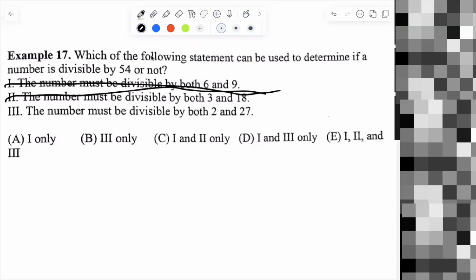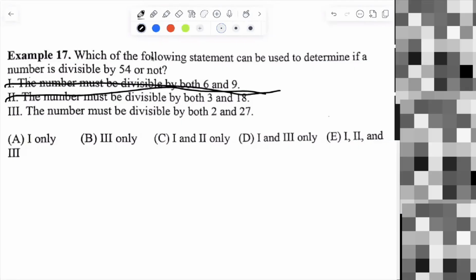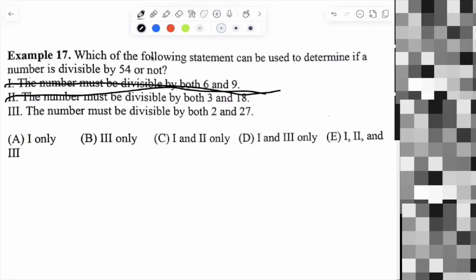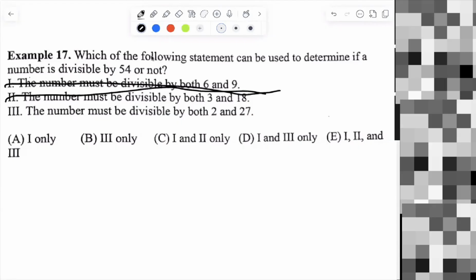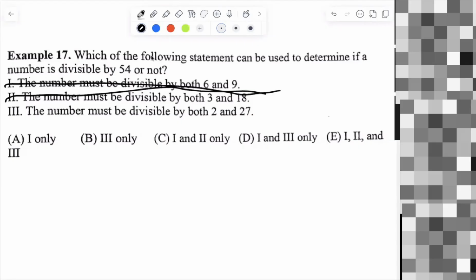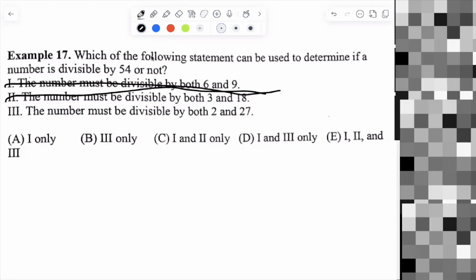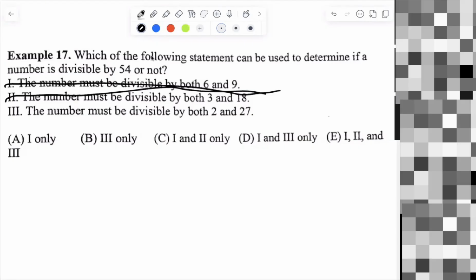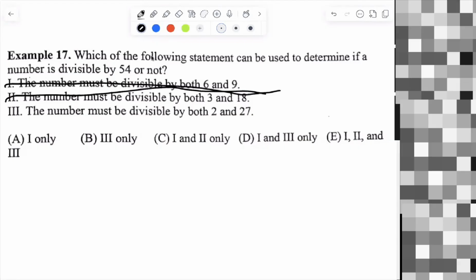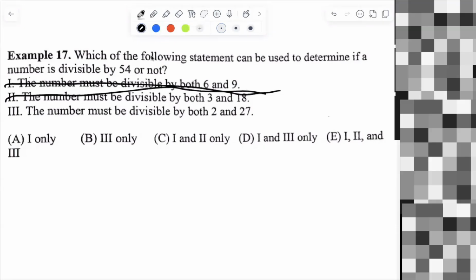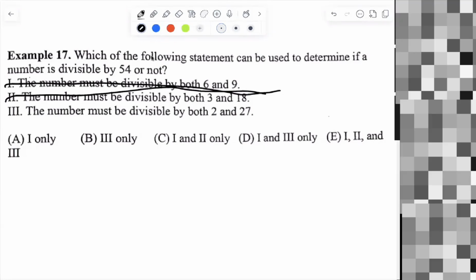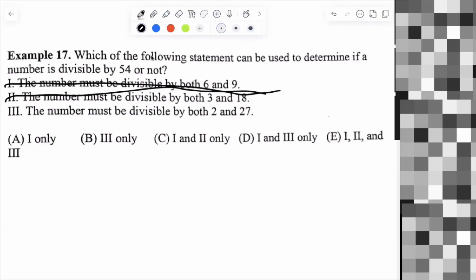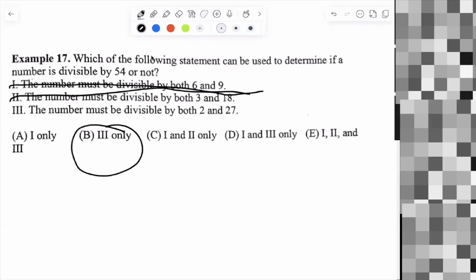3, however, works. Why? Because the number must be divisible by 2 and 27. 2 and 27 share no factors other than 1 with each other. They're co-prime, or they don't share any factors with each other. So if we find the least common multiple, that's going to be 54. So if the number is divisible by both 2 and 27, then it's also divisible by 54. So the answer is B.